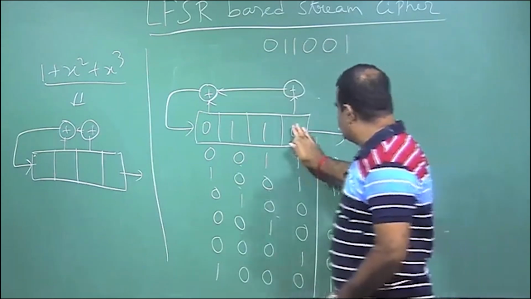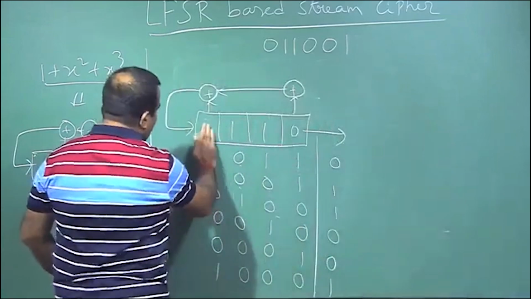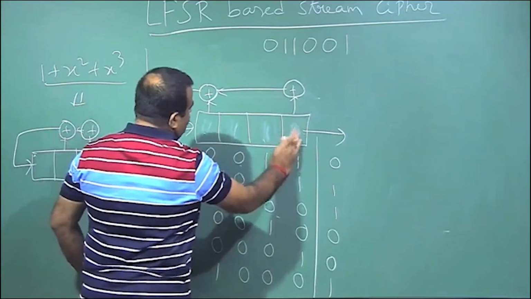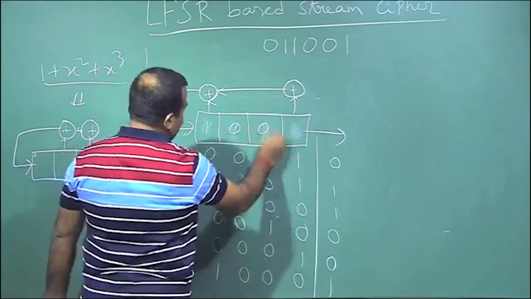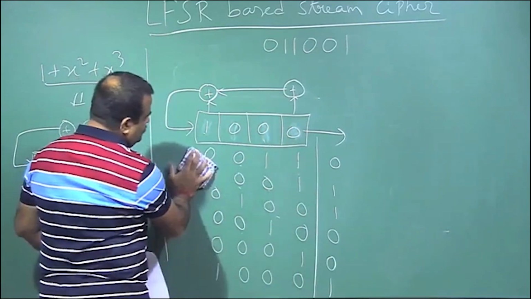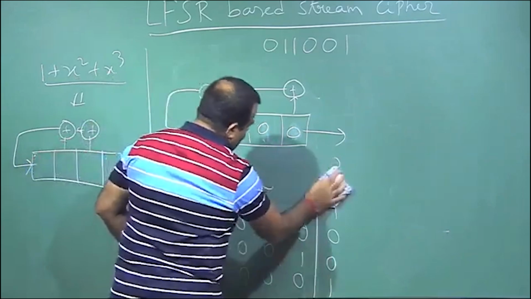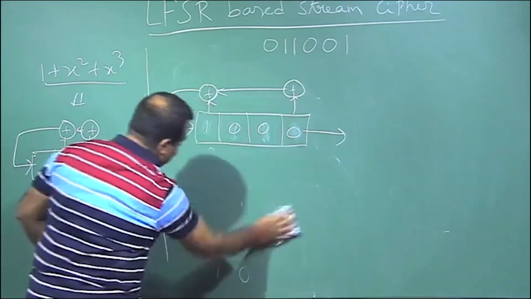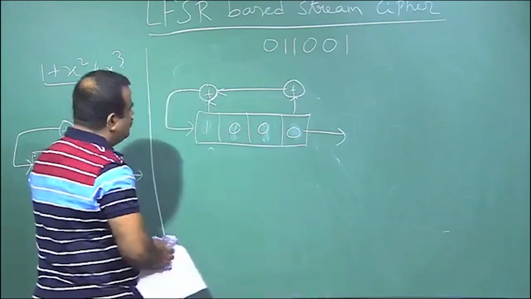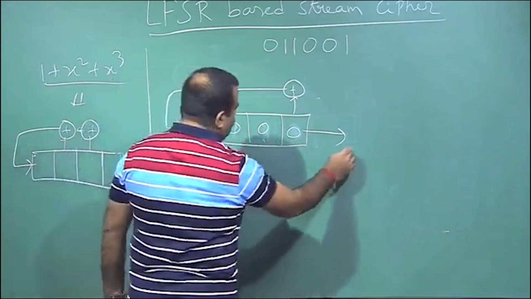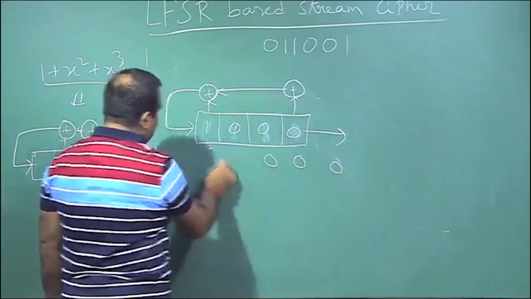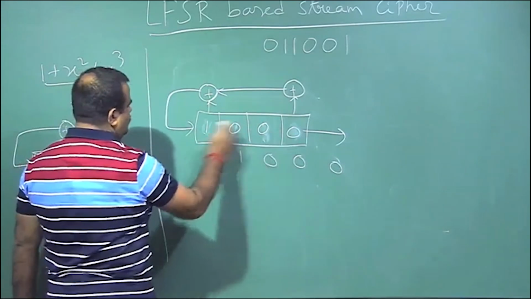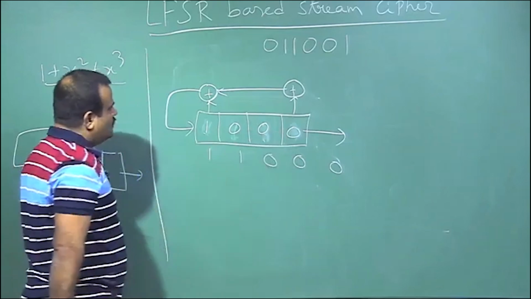Now, we copy this here because we do not have space here. So, we copy this value over here and we will continue. So, 1 0 0 0. This is the current state. Okay. So, now we again run it. In the next clocking, this 0 will come here, and this 0 will come here, this 0 will come here, this 1 will come here, and this XOR will give us 1.